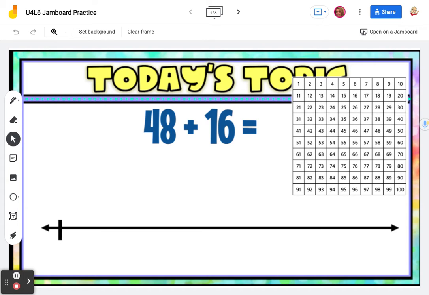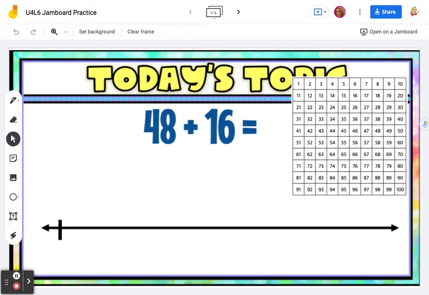Okay, let's do some more practice with our adding and subtracting 2-digit plus 2-digit. And you'll see today I put my hundreds chart on here just to help me find the answer and double check and make sure that I've done everything correctly. So we know that we're going to add, and we're starting with 48.